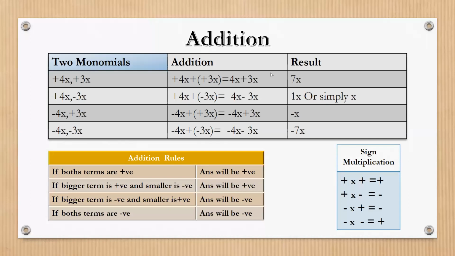Dekhiye bete, I'm giving you a quick review again. Okay? When both the numbers are positive, we get the answer positive. Whenever the bigger number is positive, we get the answer positive. When the bigger number is negative, we get the answer negative. When both the terms are negative, we get the answer negative. Clear, Hafsa, Iman? Thank you, bete. Thank you so much.